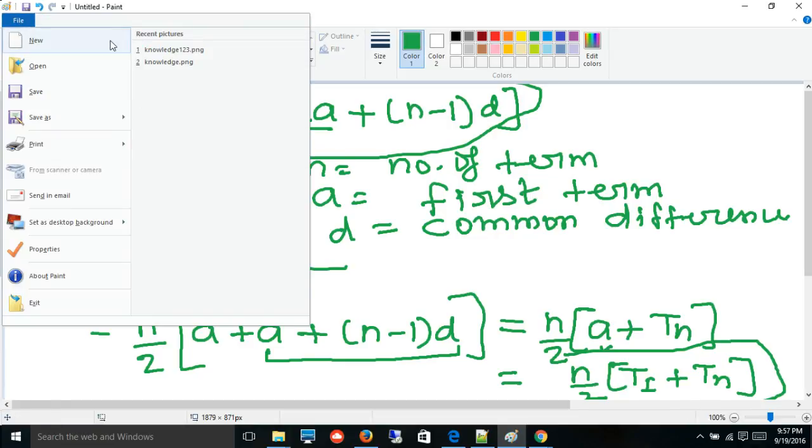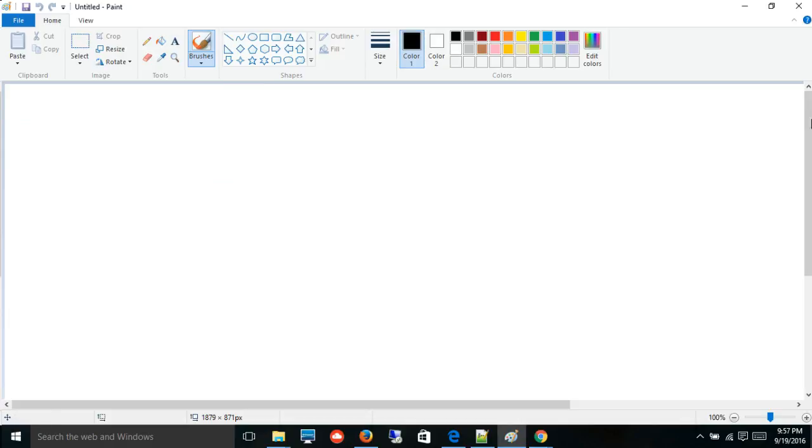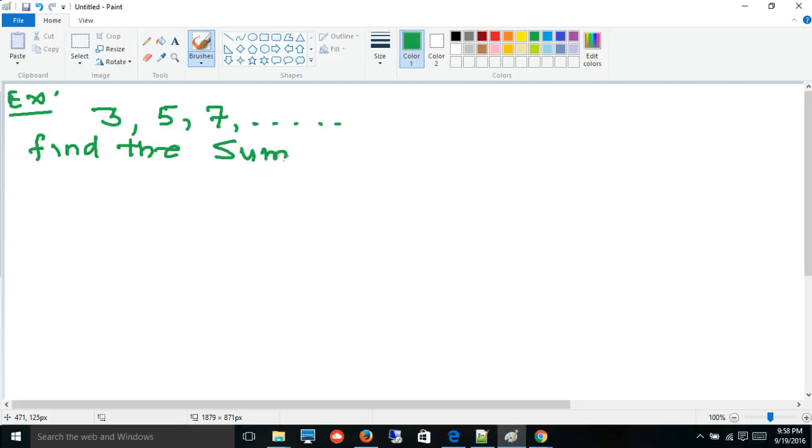Okay, so I am moving towards an example. I'm taking a very simple and straightforward example. Our question is saying we have an arithmetic progression of 3, 5, 7 and so on. Now it is asking, find the sum of 30 terms.